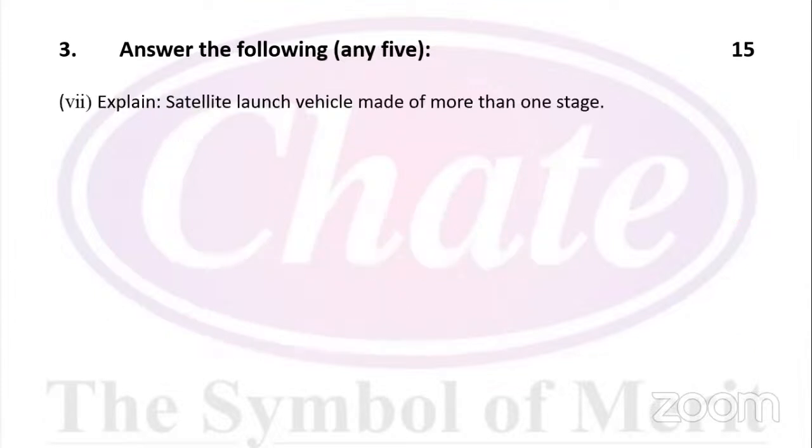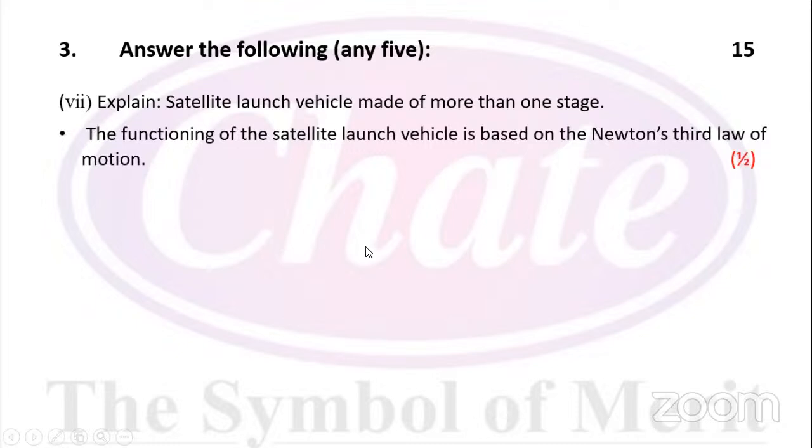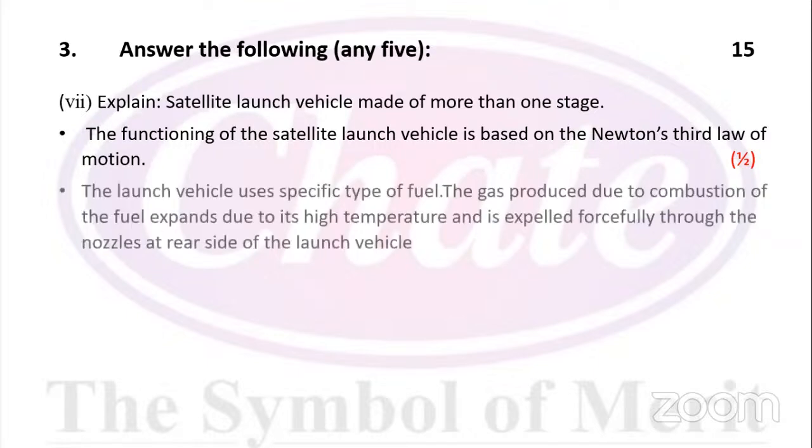Okay. Now the next question: explain why a satellite launch vehicle is made of more than one stage. So let's see the answer. The functioning of a satellite launch vehicle is based on Newton's third law of motion. As we know, Newton's third law of motion says that every action has an equal and opposite reaction, and it acts simultaneously. So the mechanism of satellite launching is well known to us.